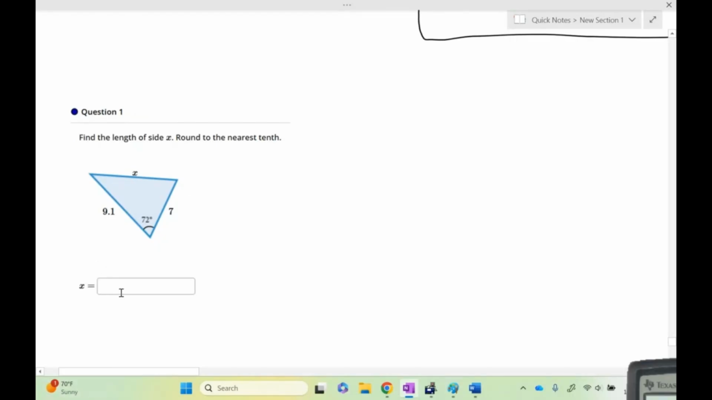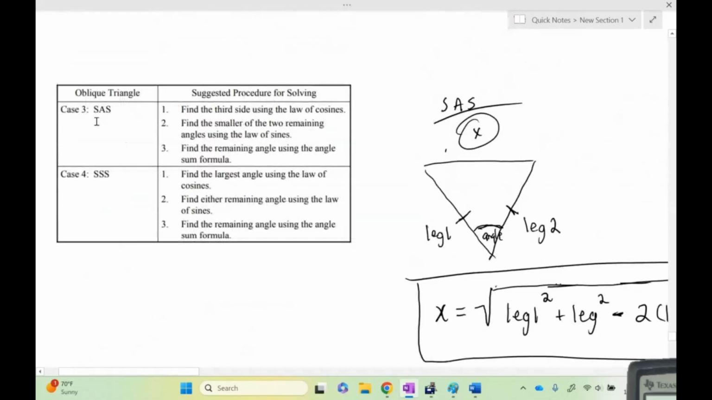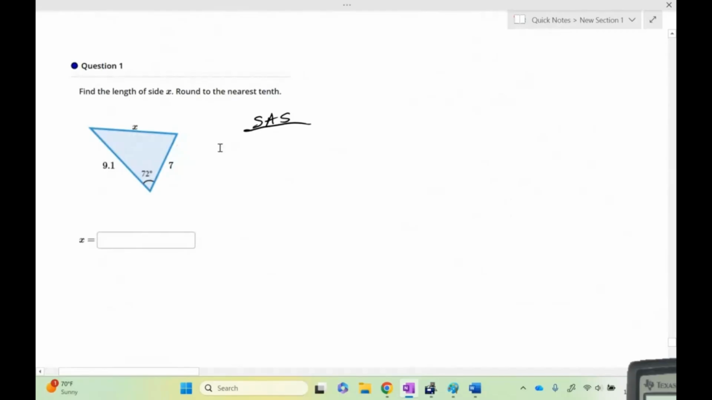As I look at this, they give us the measure of a side length. They give us the angle included between the other side lengths. So this is a side angle side case. So the case is determined based on the dimensions that they give you. If I take a look at my suggested procedures, for side angle side, we have to find the third side using law of cosines. So here, that's actually what they want us to do, is to find that third side.